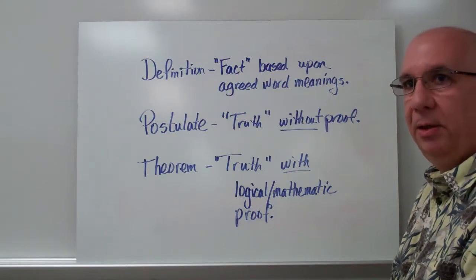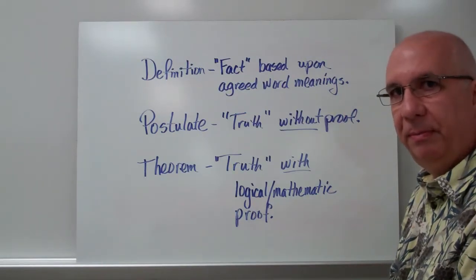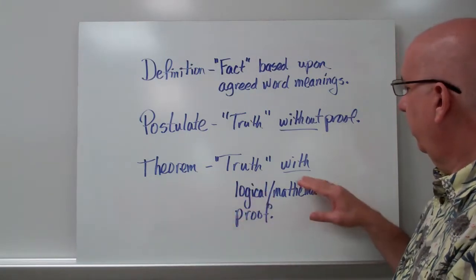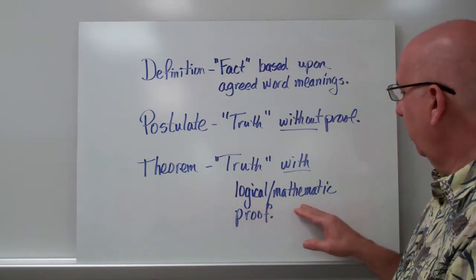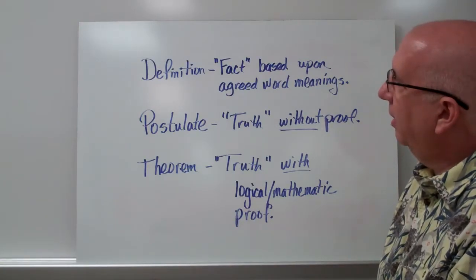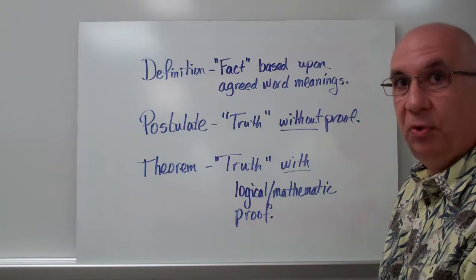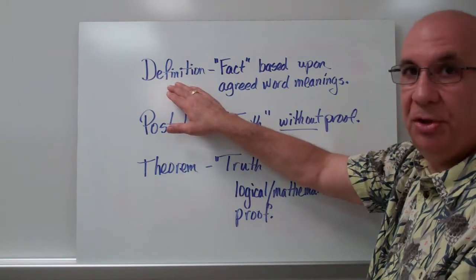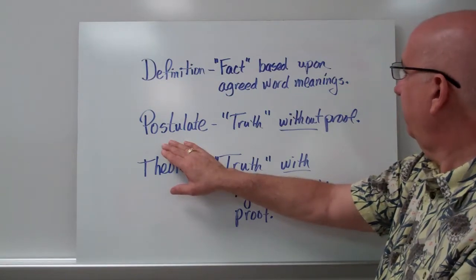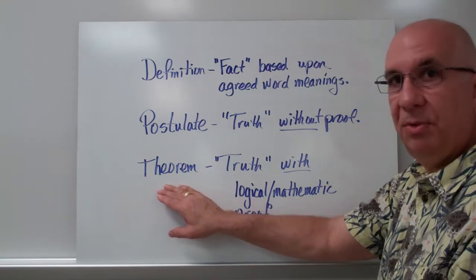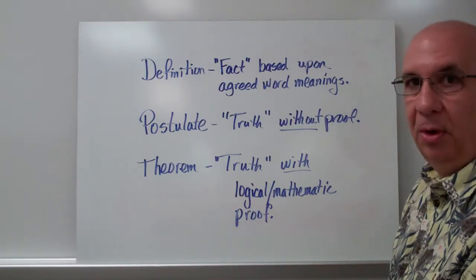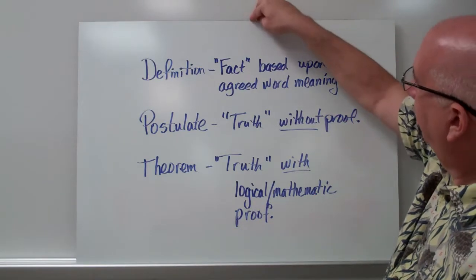A postulate is a truth without proof. It's something we know is true, but we can't prove it. A theorem is a truth with a logical or mathematical proof. So again, the three types of truth that we have are definitions, postulates, which are truths without proof, and theorems, which are truths with a logical or mathematical proof.